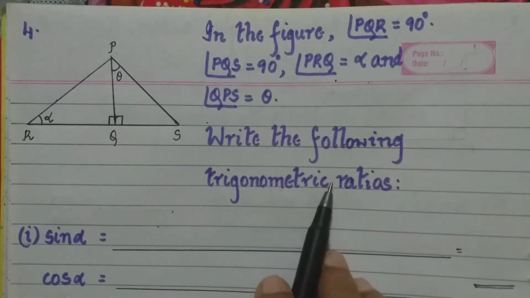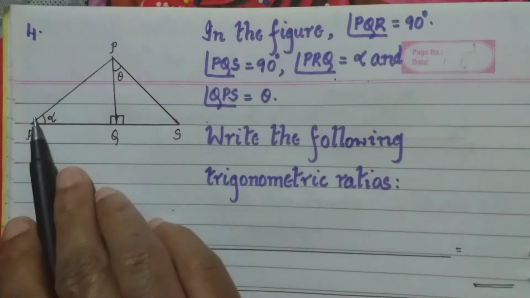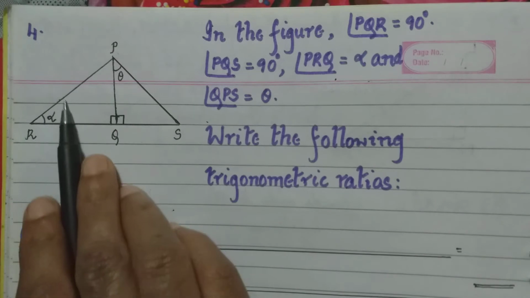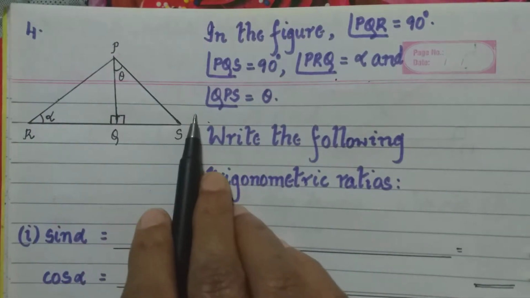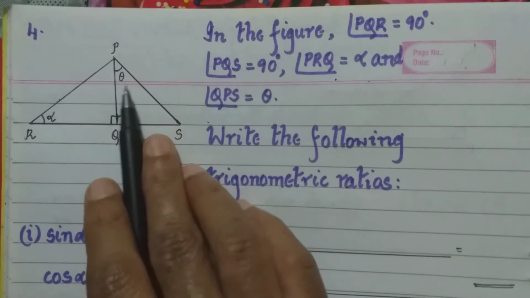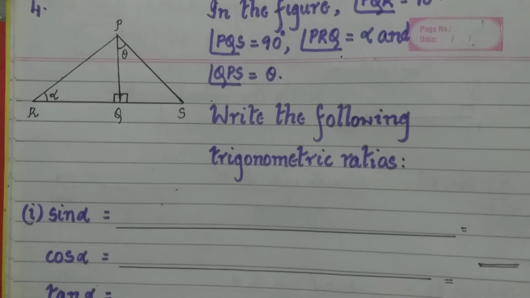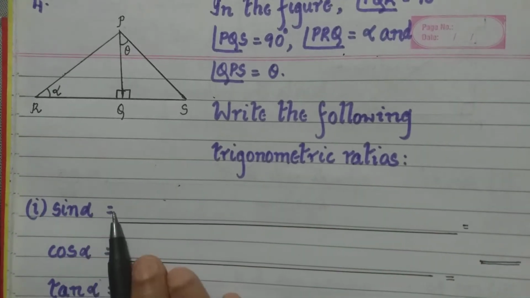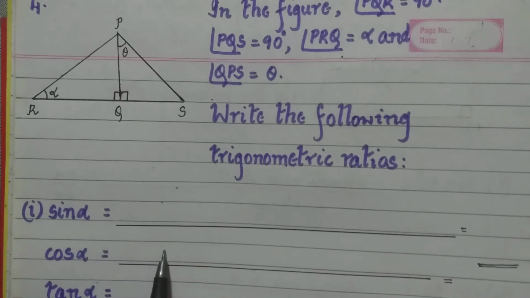Now what have they asked us? This angle which is given to us here, angle PRQ is alpha. This symbol is for alpha. The small angle here, angle QPS, is theta. Okay, this is the small angle here. Now we have to find these trigonometric ratios. First one is sine alpha. Sine is opposite side upon hypotenuse.